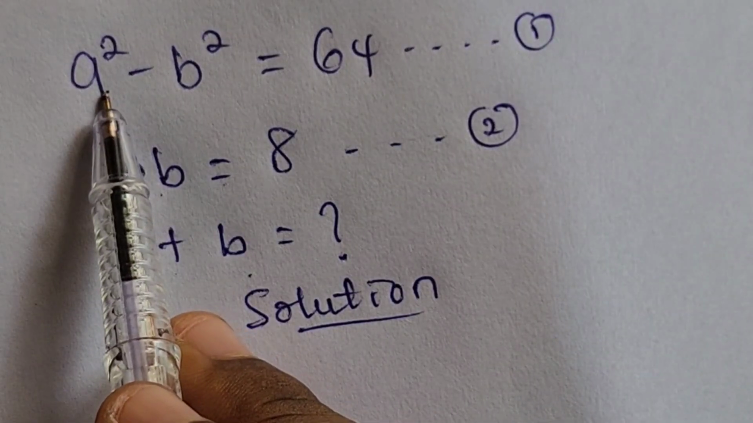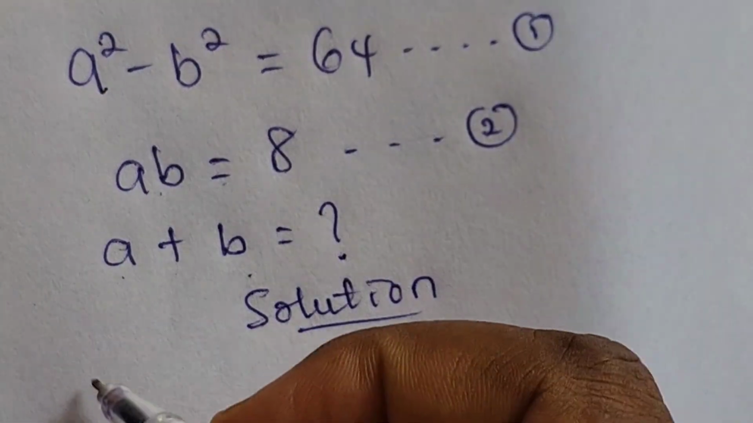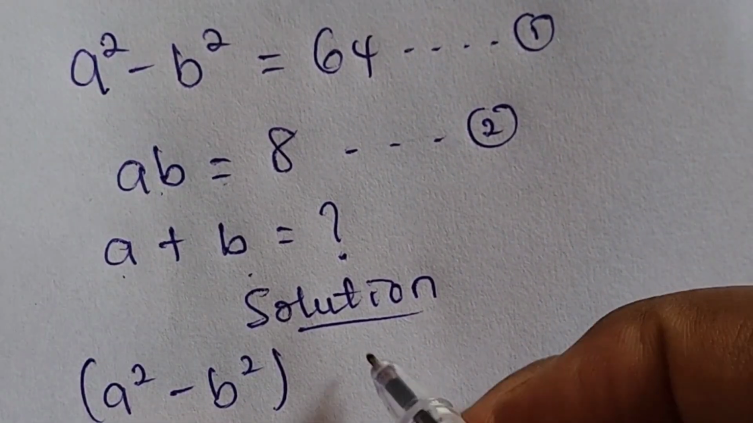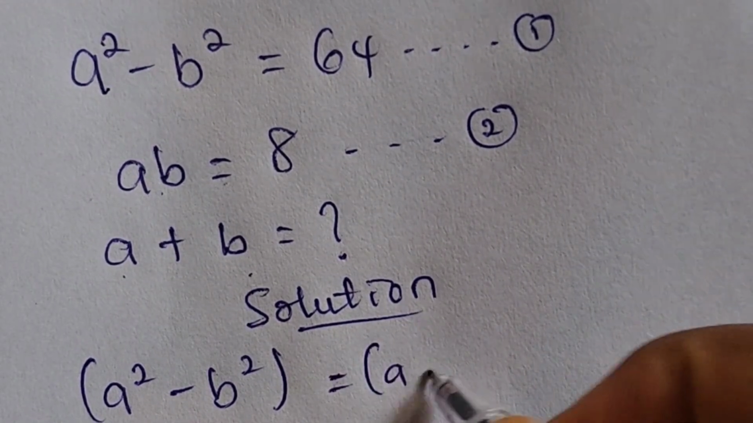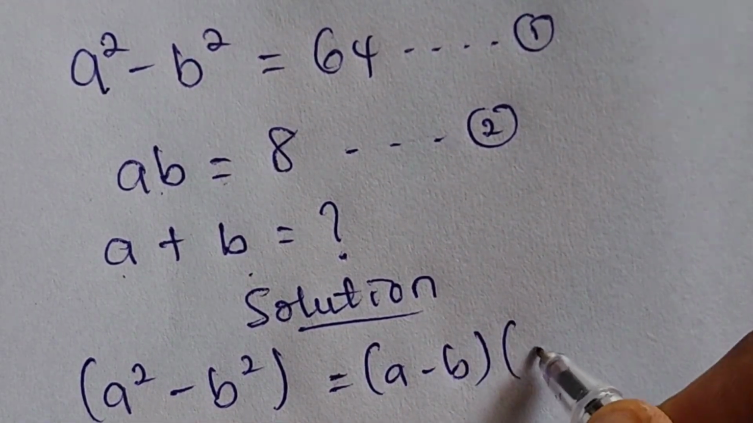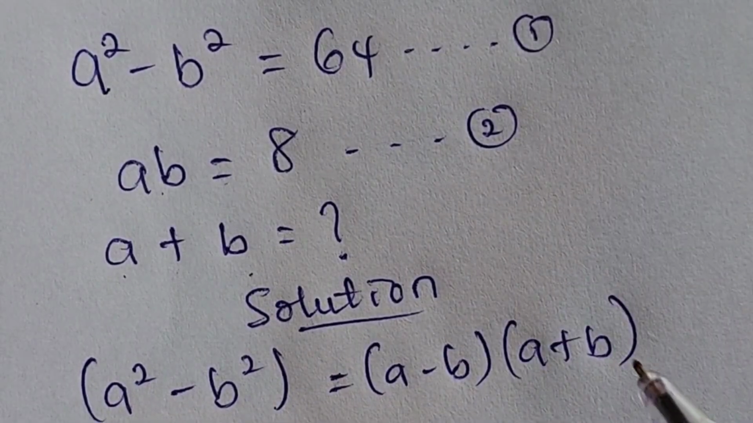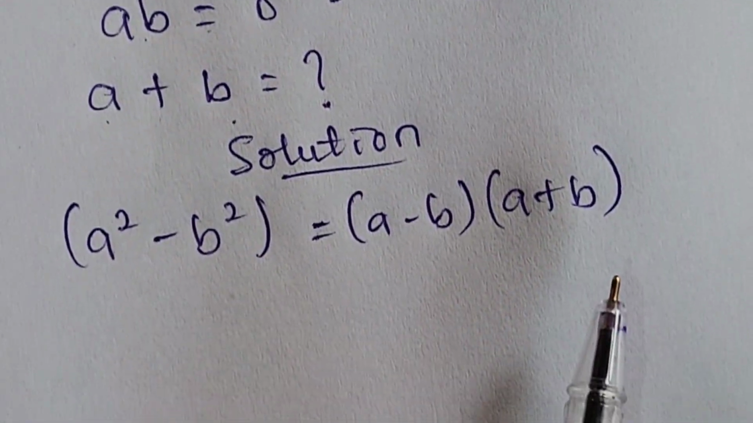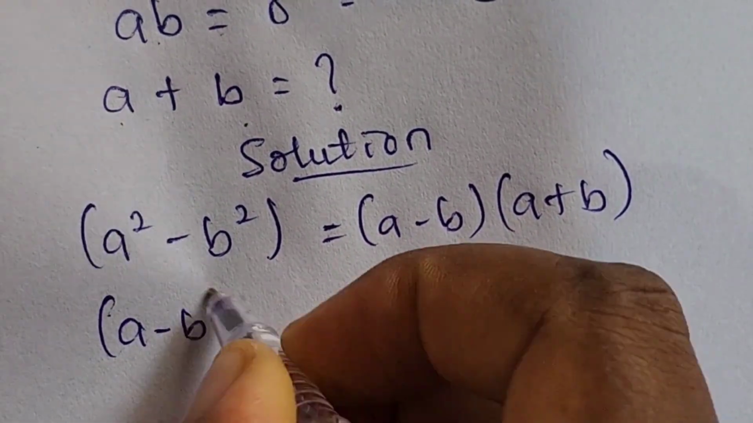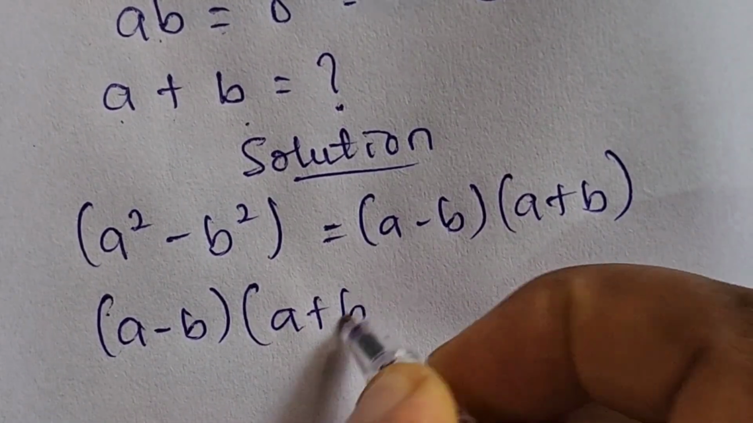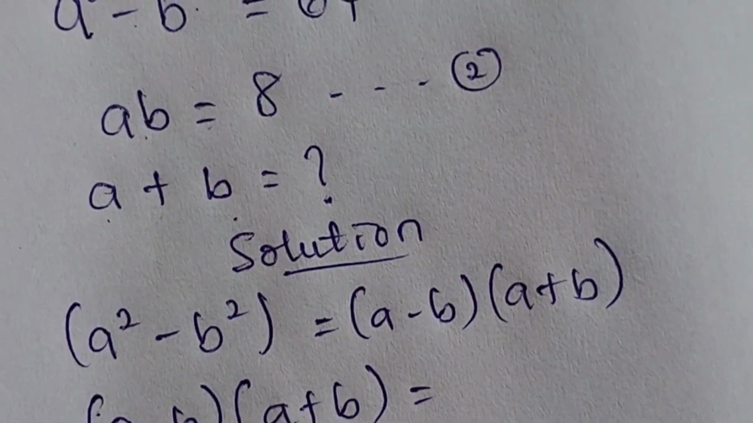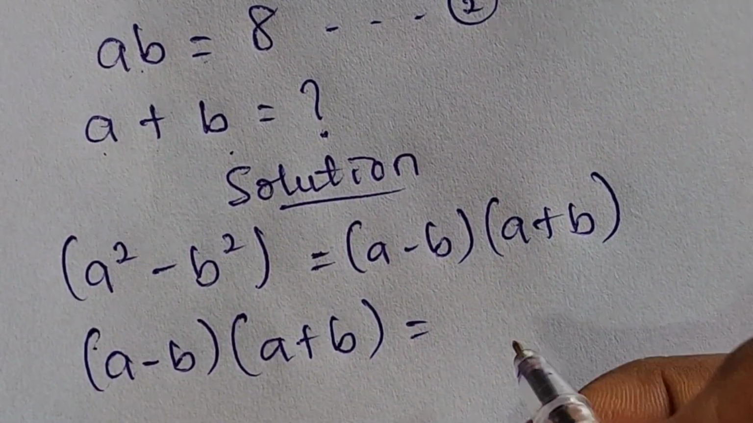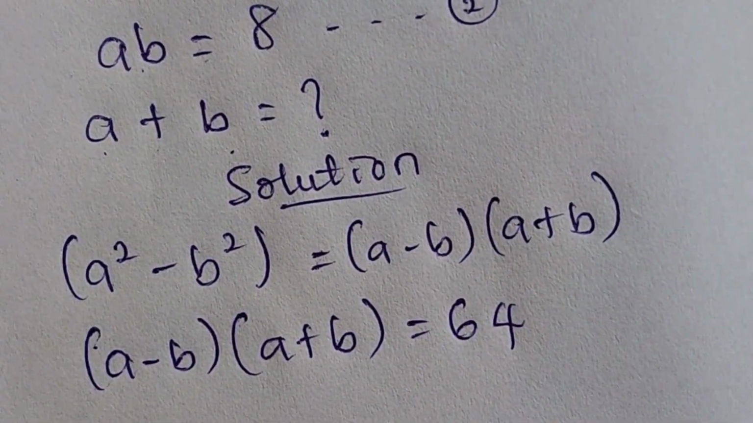Now for equation 1, when we have a squared minus b squared, this is equal to a minus b times a plus b. So a squared minus b squared becomes a minus b times a plus b, equal to 64 here.